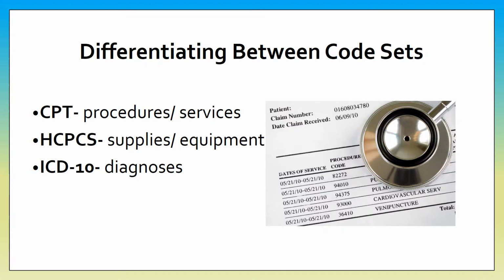If the code sets do not align with one another, the claim may be rejected. It is our responsibility to ensure the codes line up and explain the full story of the patient's encounter with the provider.